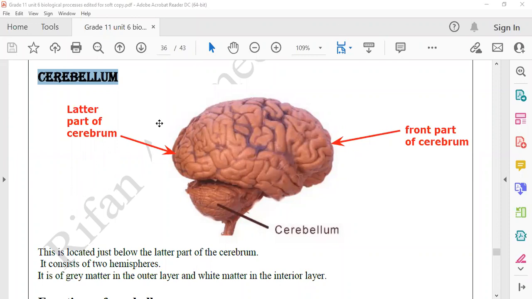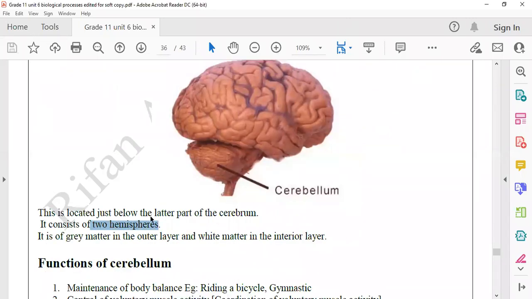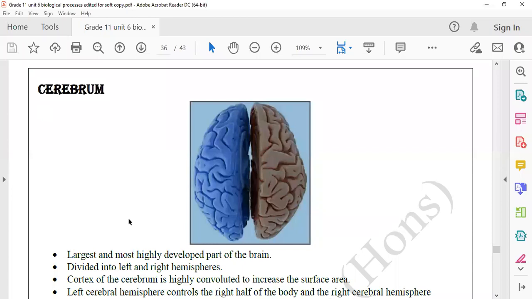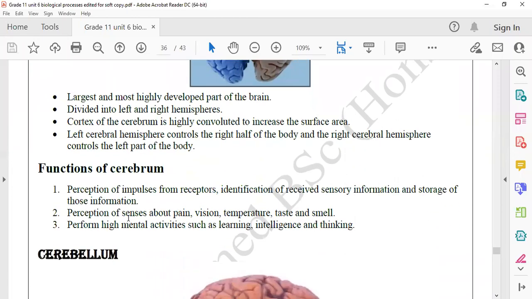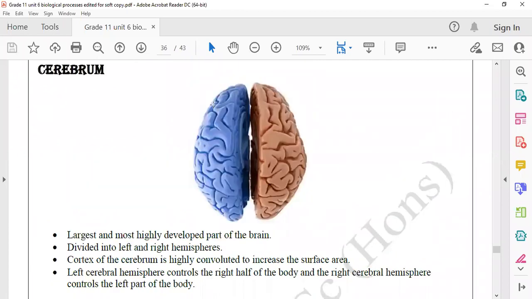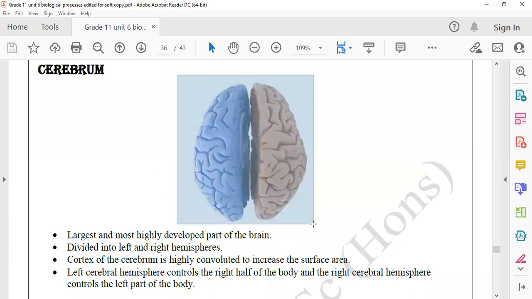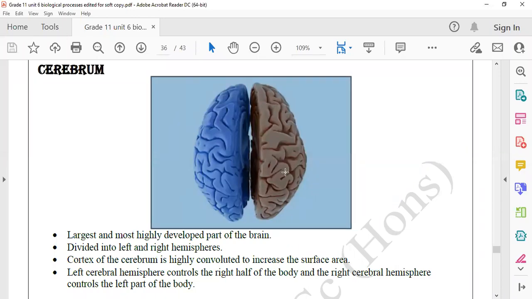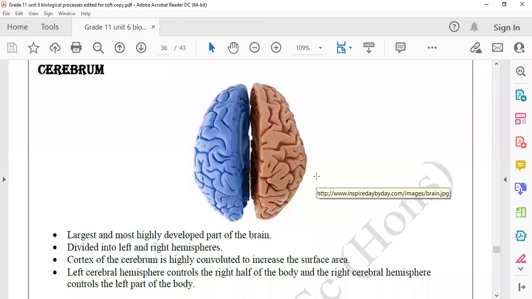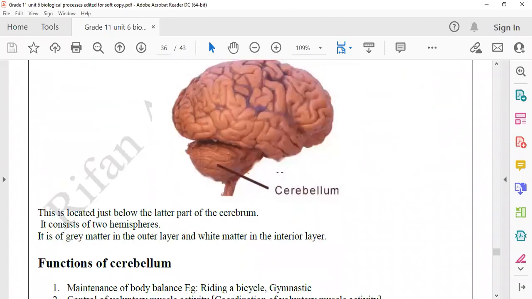Have you marked it? Yes, sir. Good. Here also, like in the cerebrum, last class I told you, in the cerebrum, how many hemispheres are there? Last class you marked it. How many hemispheres are here? Two hemispheres. Right hemisphere, left hemisphere, didn't you mark it last class? Marked, sir. Then two hemispheres are there.